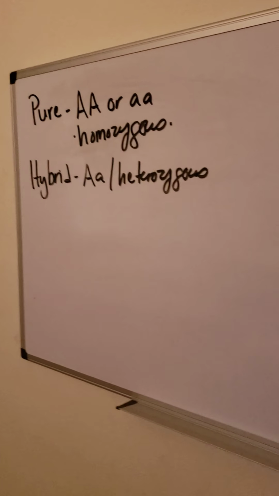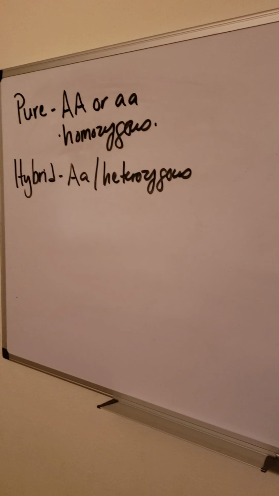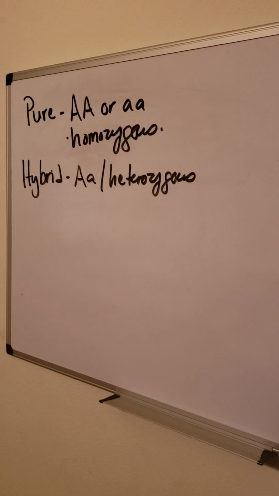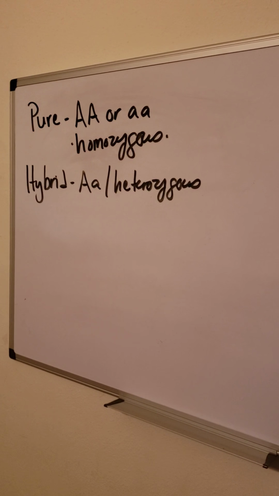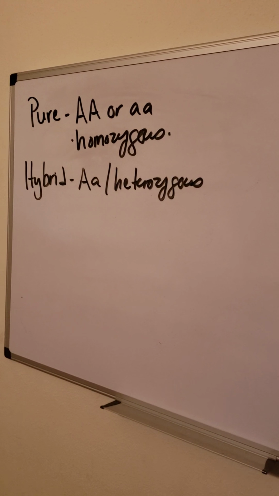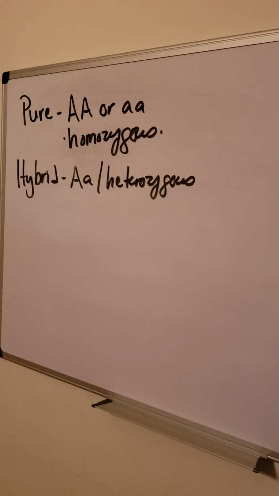All right, two more words that you guys need to know are purebred and hybrid. A purebred is just anything homozygous. So I put the two alleles to give you guys an example. So big A, which is homozygous dominant, or little a, which is homozygous recessive. Hybrid is different, so it's heterozygous.